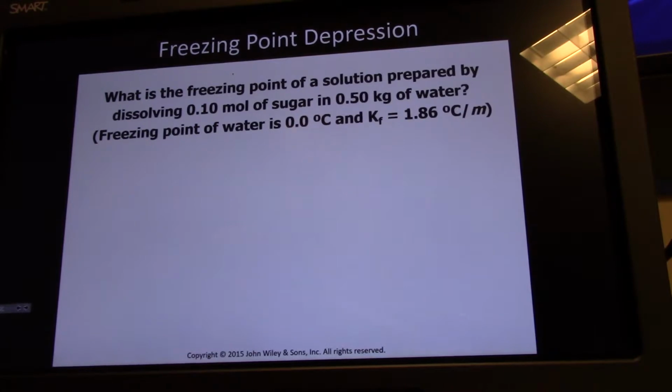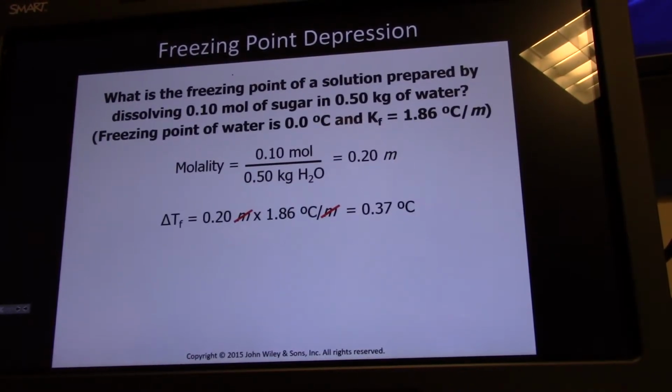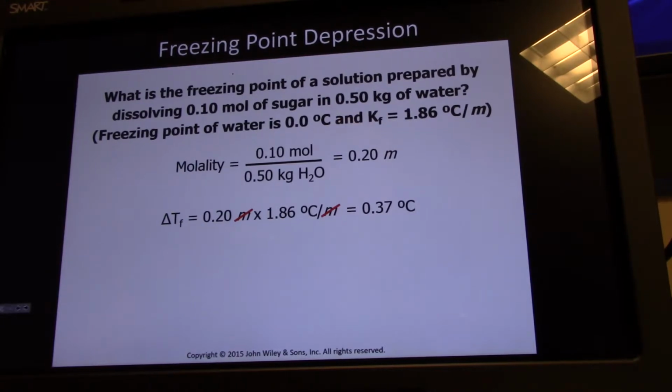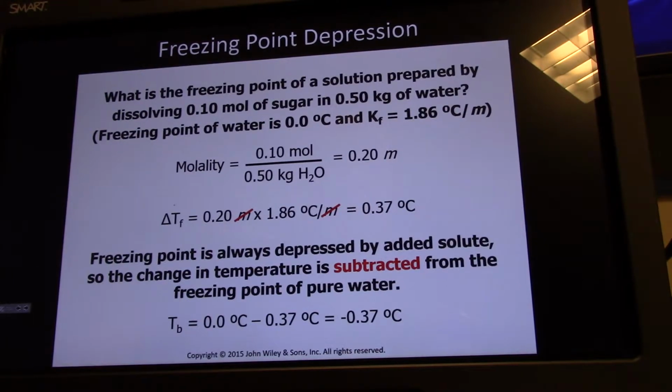So now let's do freezing point depression. What is the freezing point of a solution prepared by dissolving 0.1 mole of sugar in 0.5 kilograms of water? Again, it's 0.2 molal, but we times that by Kf, 1.86, and we get a delta T of 0.37 degrees Celsius. But since this is freezing point, we subtract that from 0, because we depress the freezing point to get negative 0.37 degrees Celsius.